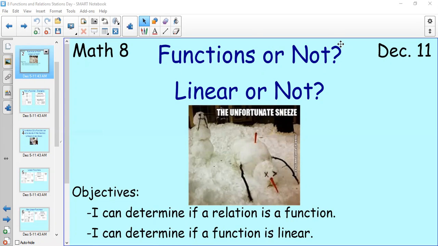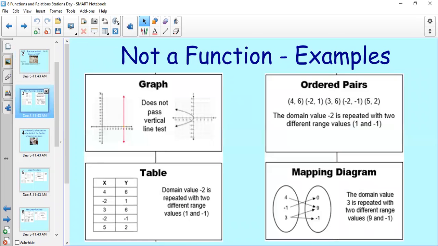One thing I did notice is that in the past, a lot of people would confuse if something was a function or not with if something was linear or not. So I wanted to go through a few examples just to clear up any confusion that there might be with those two. Okay, so let's start with if something was a function or not.